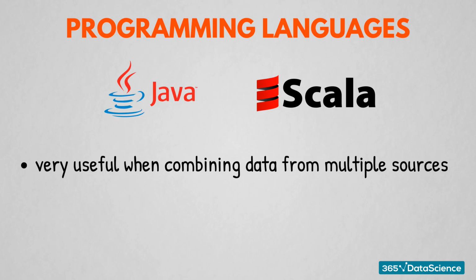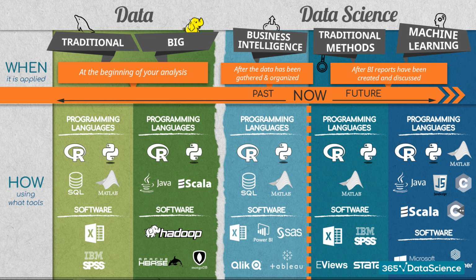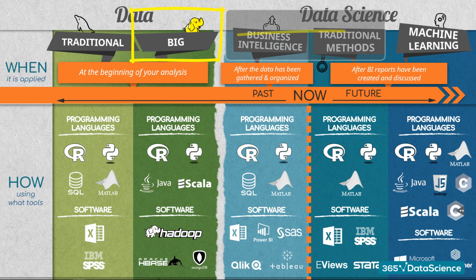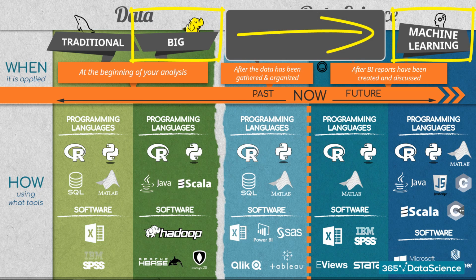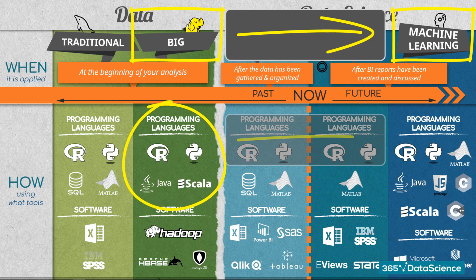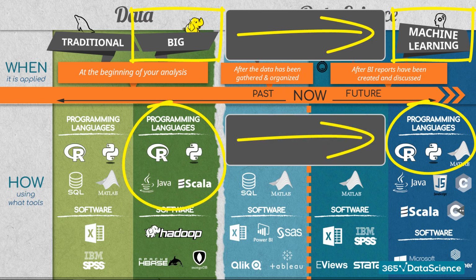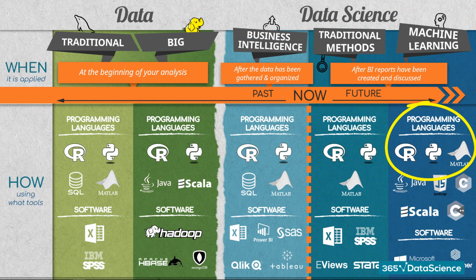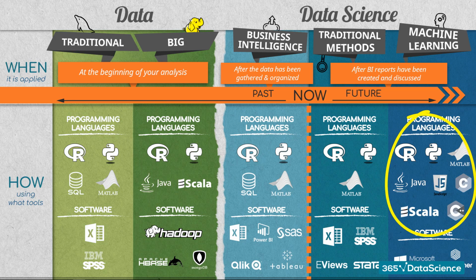All right, let's finish off with machine learning. When it comes to machine learning, we often deal with big data. Thus, we need a lot of computational power, and we can expect people to use the languages similar to those in the big data column. Apart from R, Python, and MATLAB, other faster languages are used, like Java, JavaScript, C, C++, and Scala.